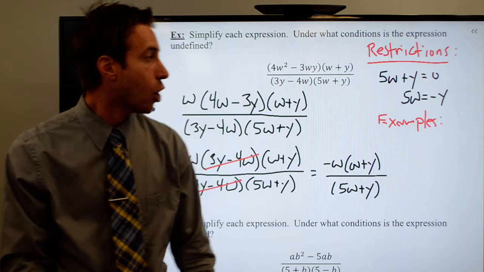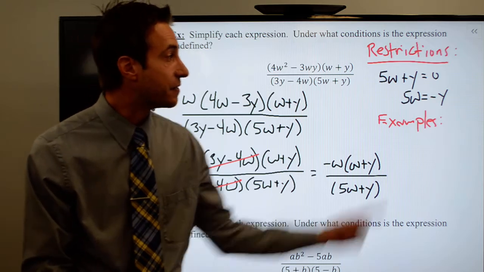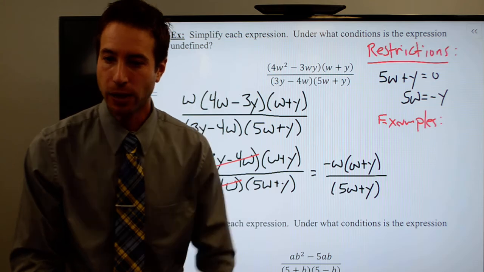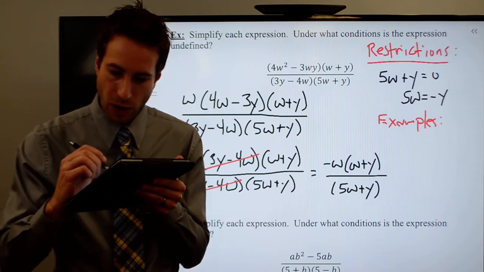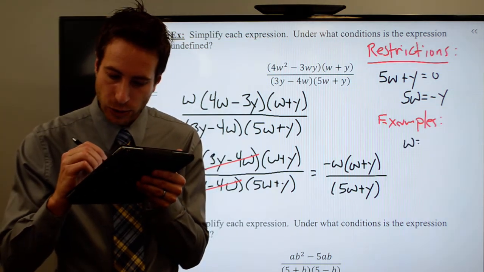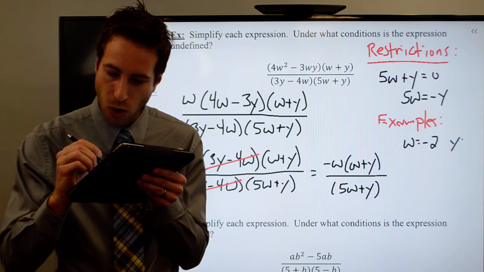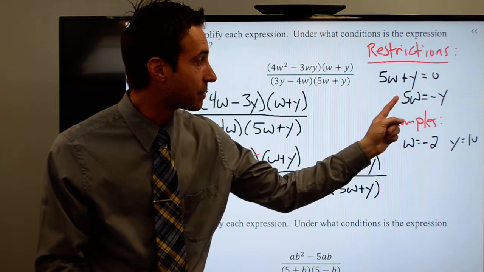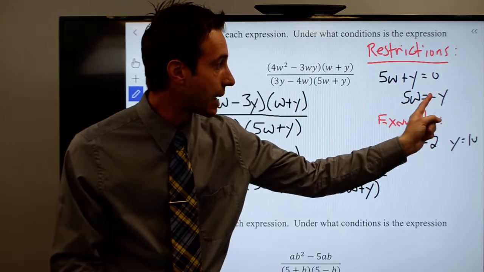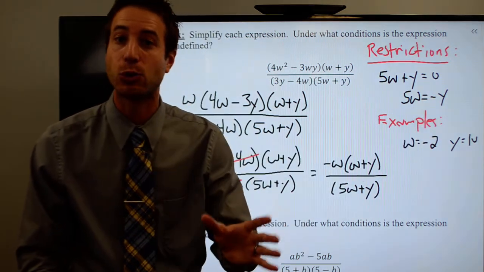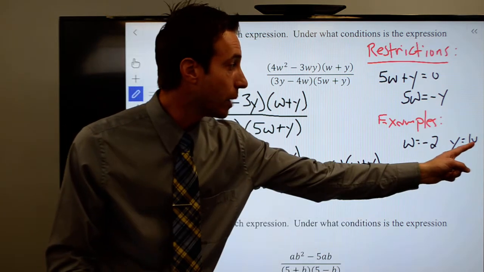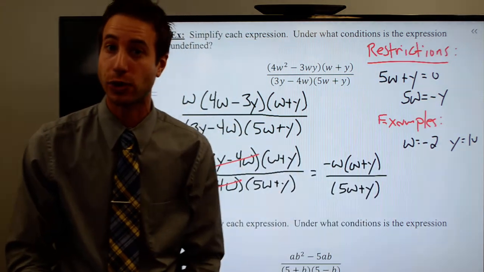Couple of examples. Well, here they are. What if w was a 2 and y was a negative 10? Well, if w is equal to a negative 2 and y is equal to 10, right? Negative 2 times 5 is a minus 10. 10 times a negative 1 is a minus 10. Again, minus 10 equals minus 10, right? And so negative 2 and positive 10 are restricted values.